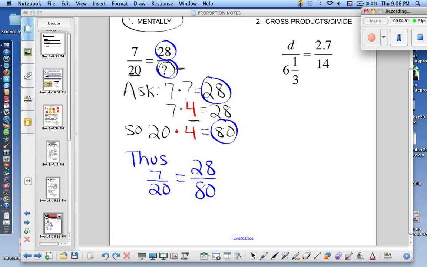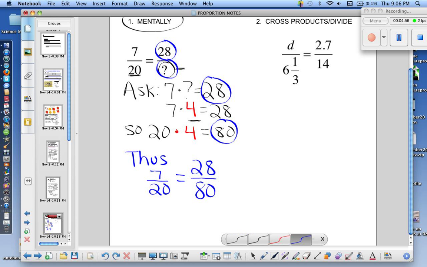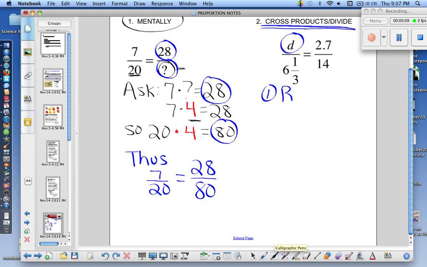So instead we're going to use method number 2, which is using those cross products, and now we're going to be dividing so that we can find what d is. So again, I'm going to model it for us. So first, we want to rewrite this mixed fraction here. We want to rewrite it as an improper fraction. So we still have d over, and now 6 1/3.